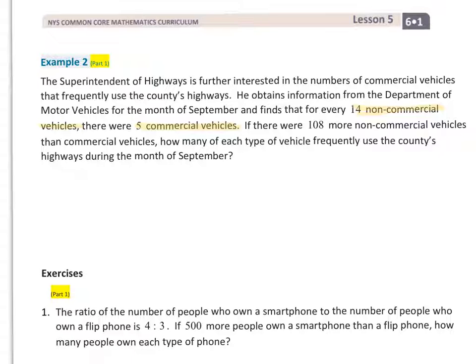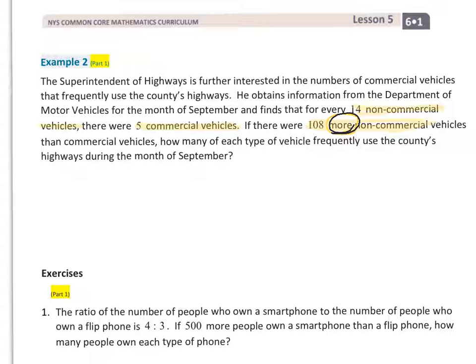If there were 108 more non-commercial vehicles than commercial vehicles, how many of each type of vehicle frequently uses the county's highways during the month of September? We're going to highlight where it says 108 more non-commercial vehicles. And let's also circle the word more. This word more is telling us something really important, and we'll see this in the tape diagram in a moment.